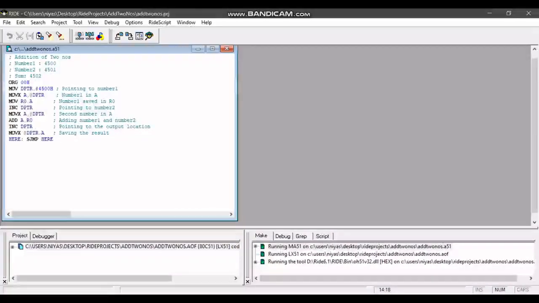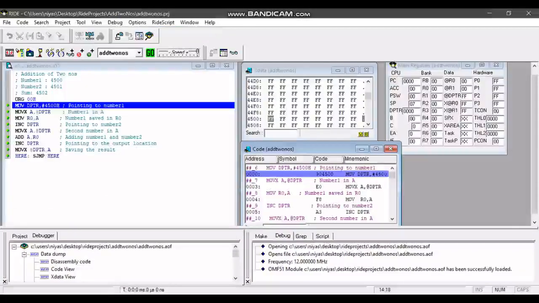So this is called RIDE. This software, whatever I am running, it is called RIDE. So this is a simple emulator for doing the microcontroller programming. The same program whatever I explained, I have shown it here. So now let us run it and see the registers and the values.